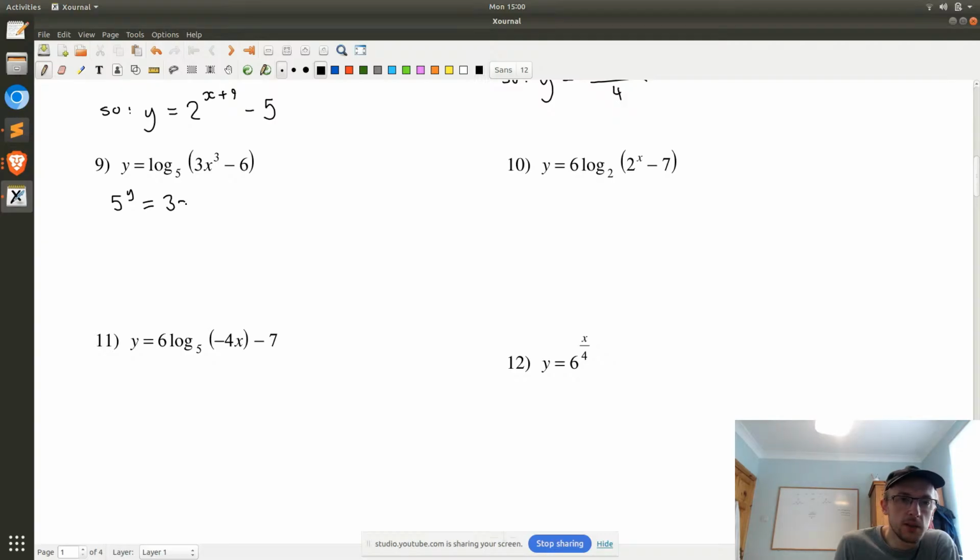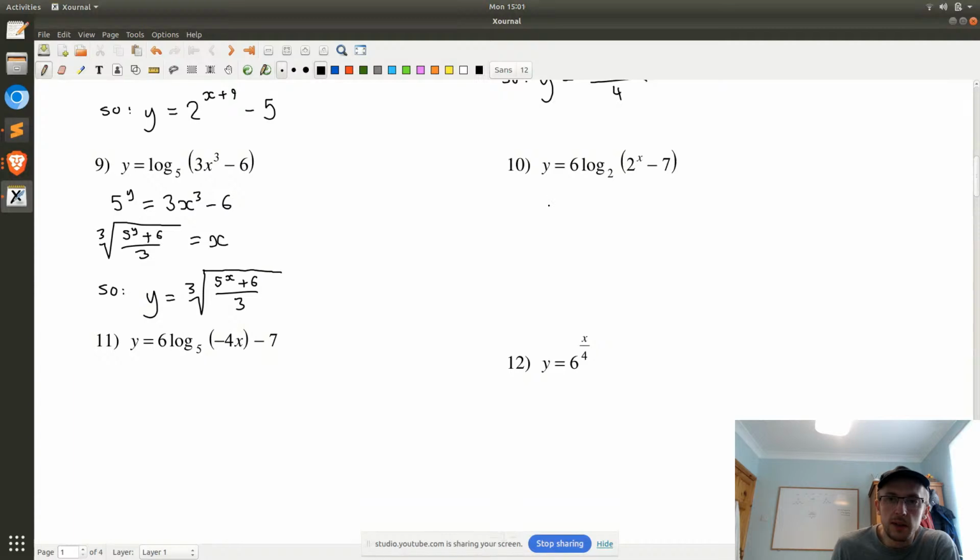5 to the y is 3x cubed. Take x, take 6. So 5 to the y add 6 over 3, cube root. That's equal to x. And then swap the variables. There.